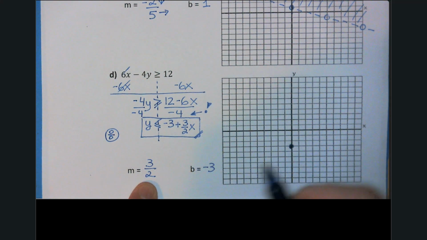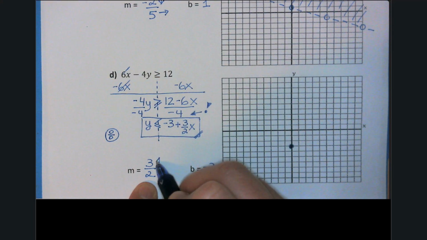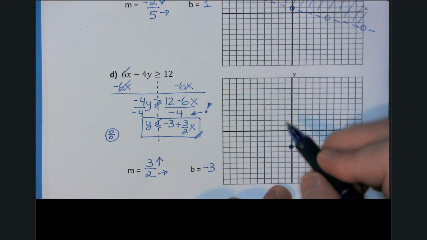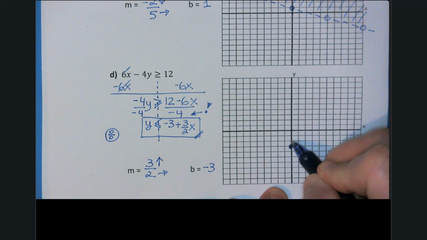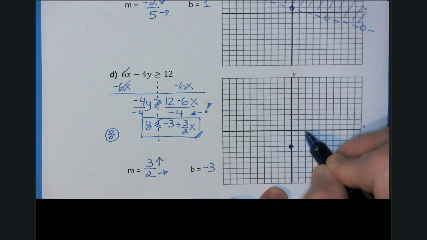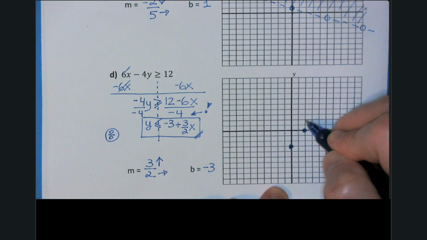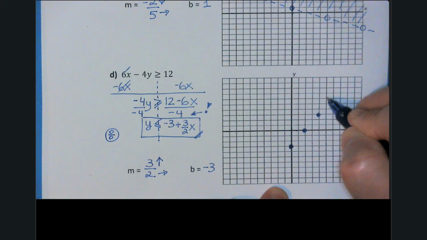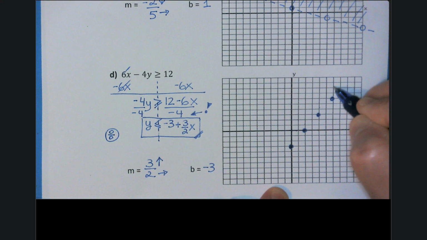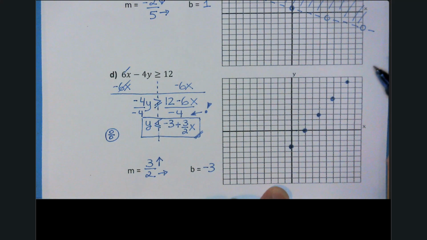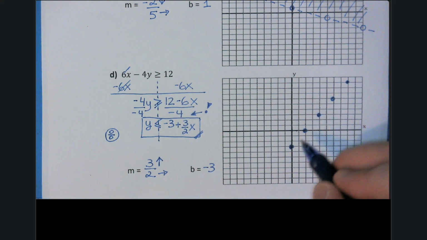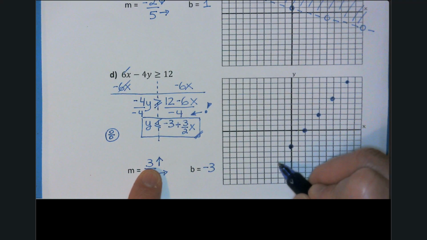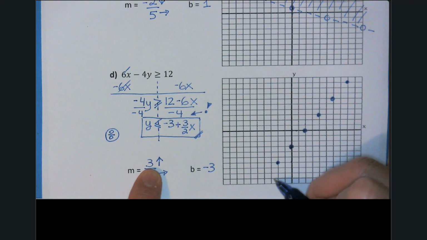Now that I have my y-intercept, I'm going to look at the slope. The slope is positive, so I go up, and I always go to the right first. So starting at the y-intercept, I'm going to go up 3, 2 to the right. Up 3, 2 to the right. And I keep going until I fill in all the right side. Once I filled in the right side, I return to the starting point, and now I go backwards. Down 3 over 2. Down 3 over 2.